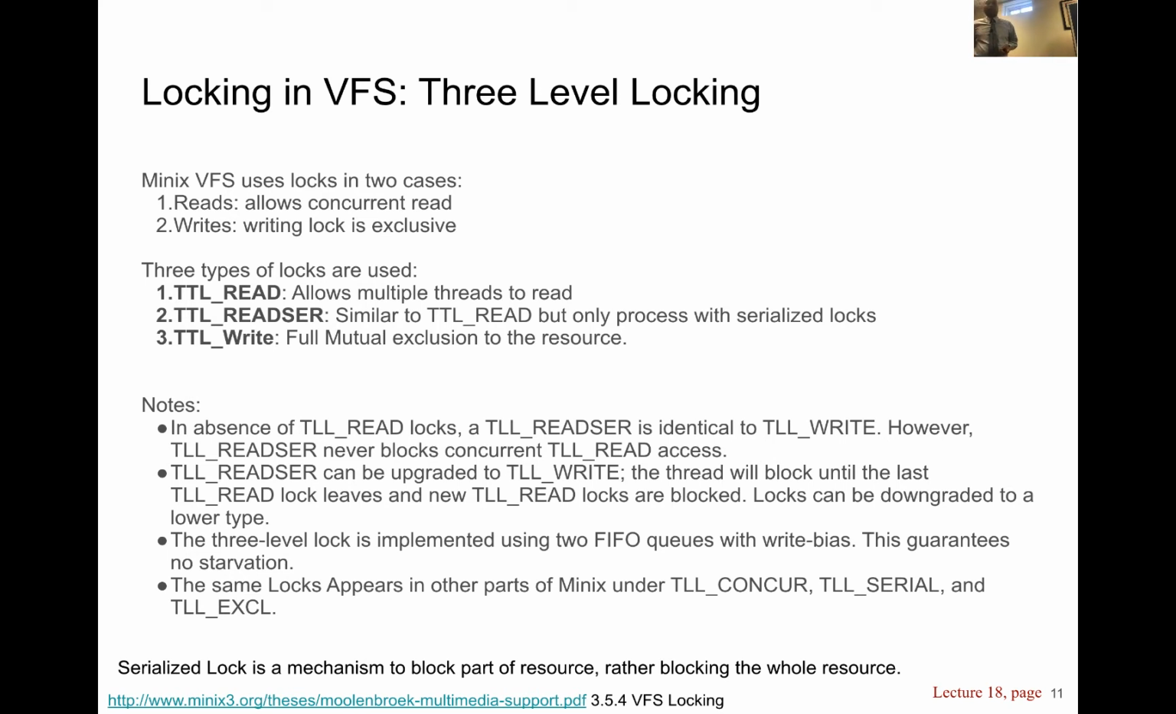or writers allowed. And there is something called a TTL read serial, which allows you to hold read locks on multiple parts of the file. So you can hold a lock on only a part of the file rather than the entire file, or a resource rather than the entire resource. So read locks are somewhat similar to write locks in that you don't block other concurrent reads, but you can be upgraded to a write lock, and then the thread will block until the last read lock has left, and so on. So think of this as a way to serialize some of the reading when you don't want full concurrency.